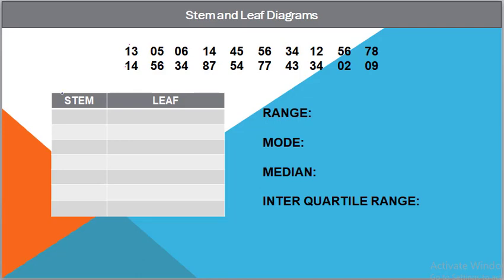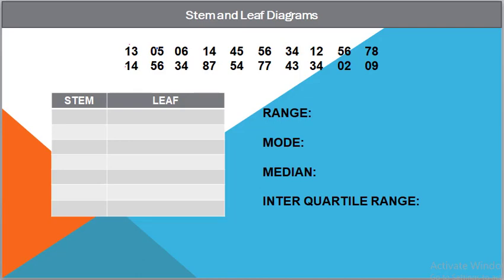Let's take an example of this particular data set. So we have 13, 05, 06, 14, 45. This is a group of data, and we need to create a stem and leaf diagram out of it. We will create it right now in front of you, and see how it helps us fetch so much information about the data. Let's look at it.